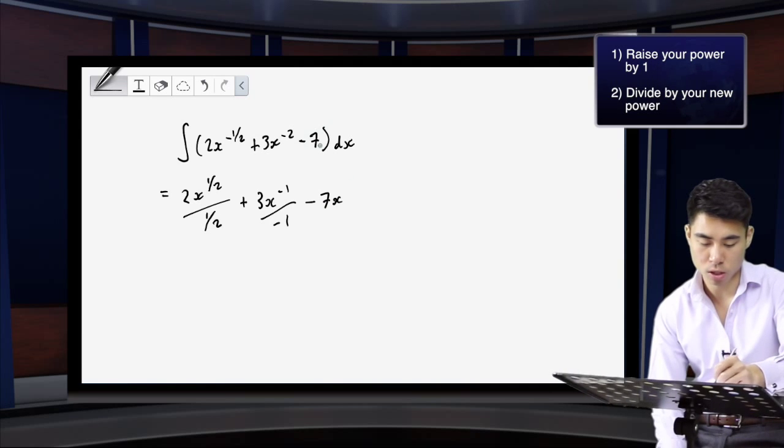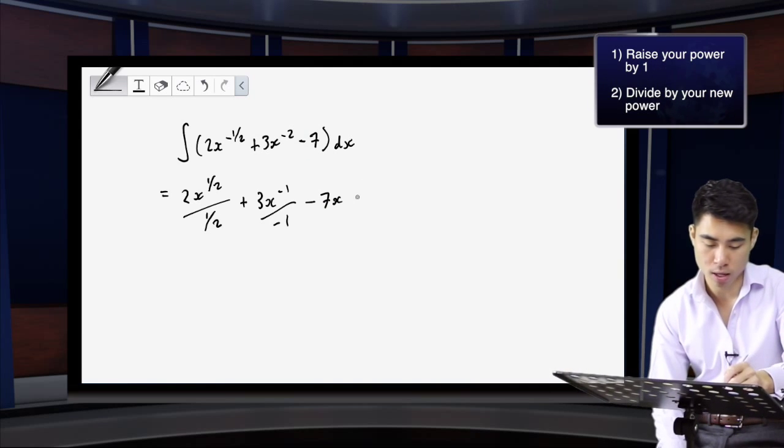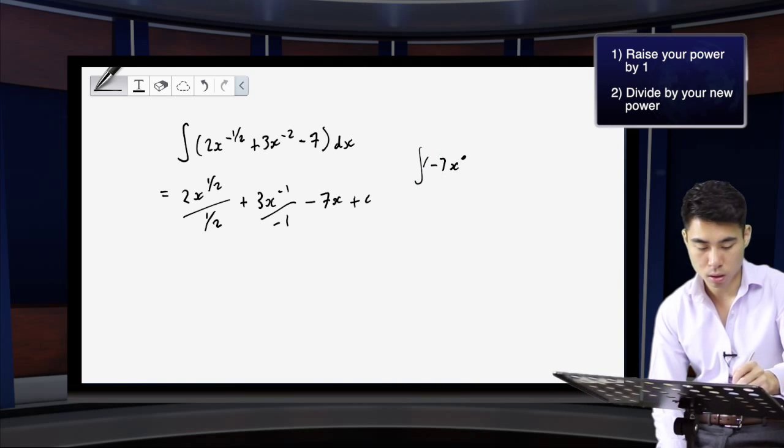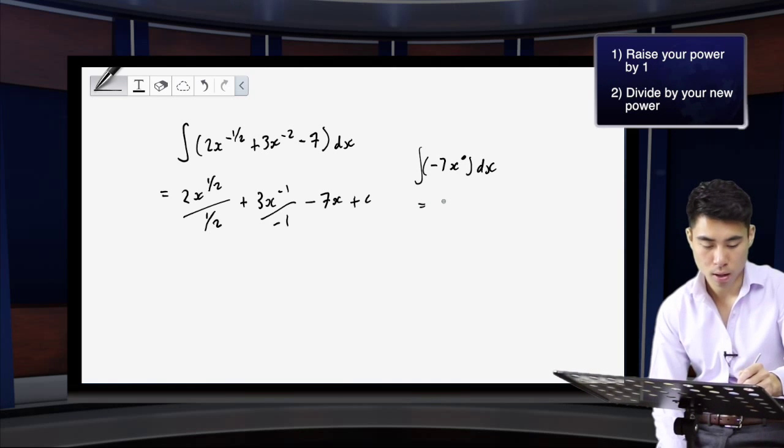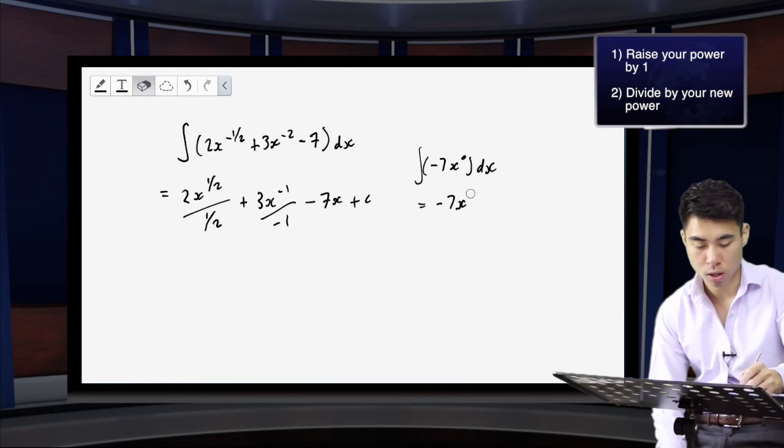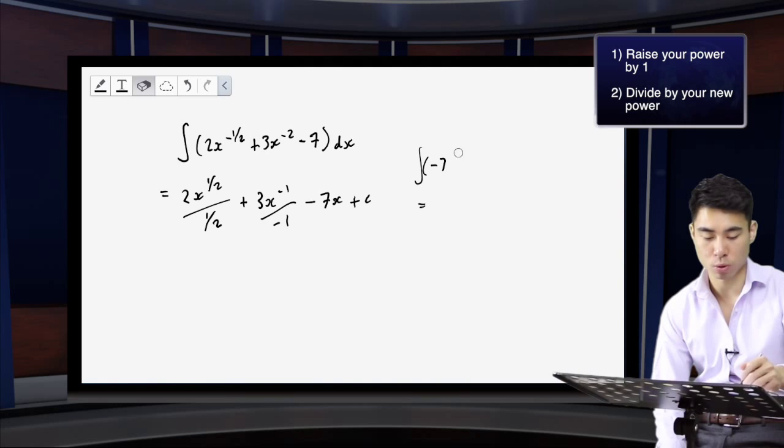So just remember your constant term becomes a linear term when you integrate it, plus c. And just with that one, so we've got minus 7. Essentially you have minus 7x to the 0. So if I'm integrating that with respect to x, then that 0 becomes a 1. And then I'd be dividing through by 1, so you don't need that. It is just minus 7x. Just remember your constant terms become linear terms when you integrate them.